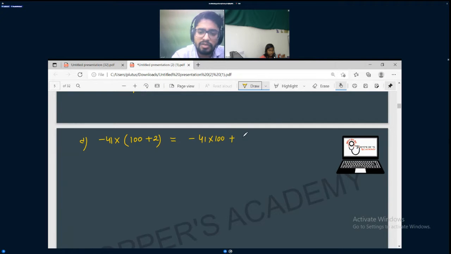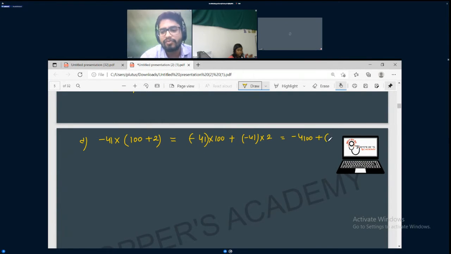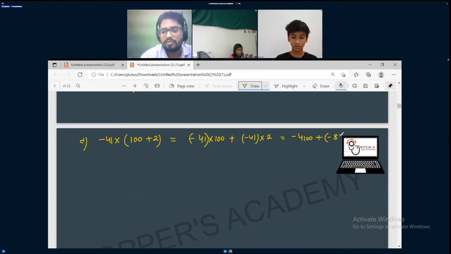Which property are we using? I think it's distributive. Yes, this is the distributive property. You don't have to be sure about this. So this is minus 4100 plus minus 82. If you add them, it gives us minus 4,182. Very good, everyone.